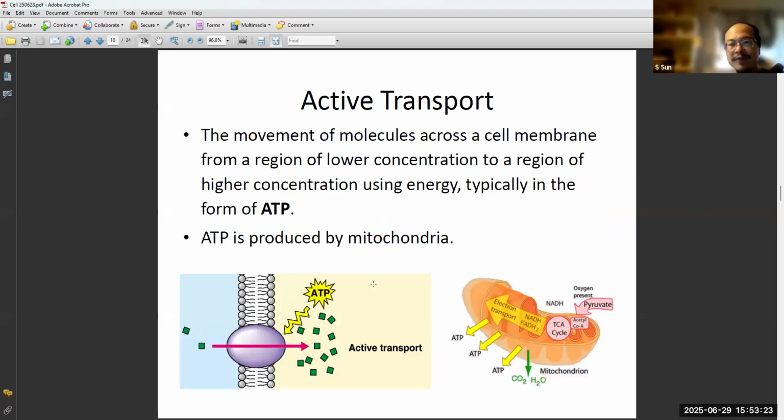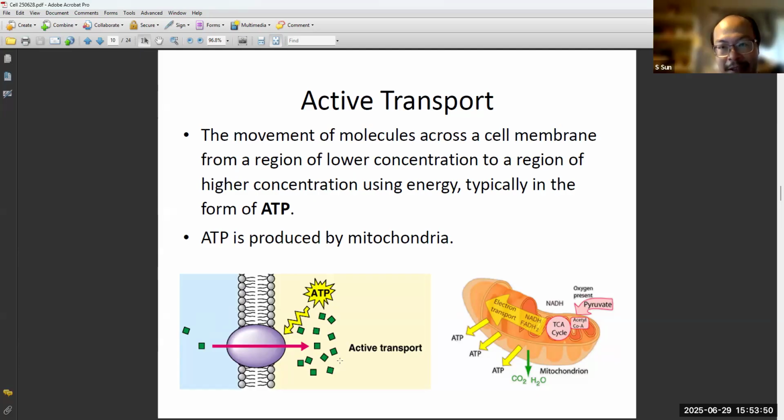So that's the second type of molecular movement, facilitated diffusion. The third type is by a pump. You can imagine that now in the membrane, you can apply a pump, and that pump will basically keep on pumping things from one side to the other side.